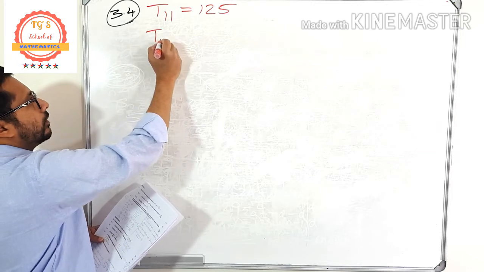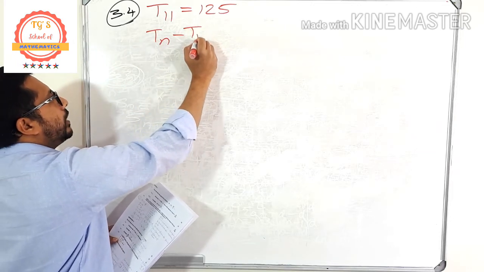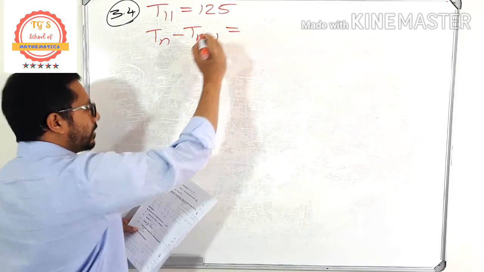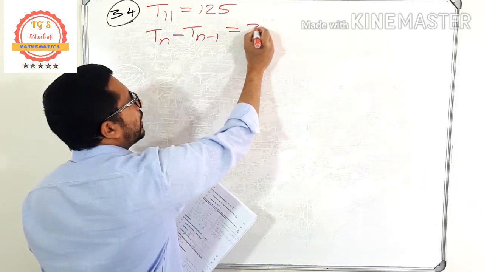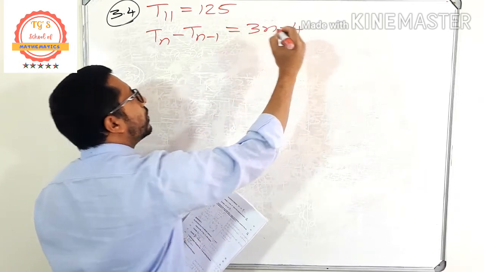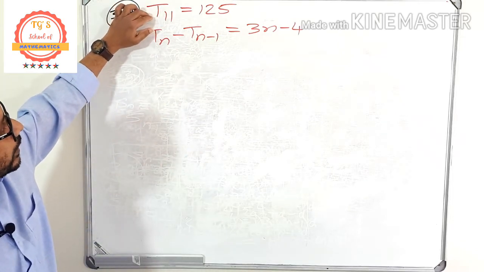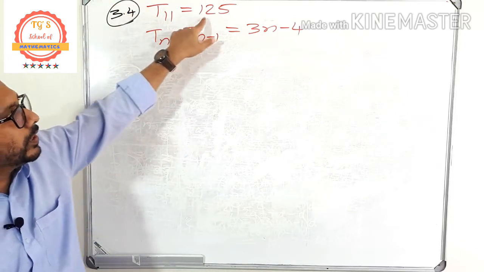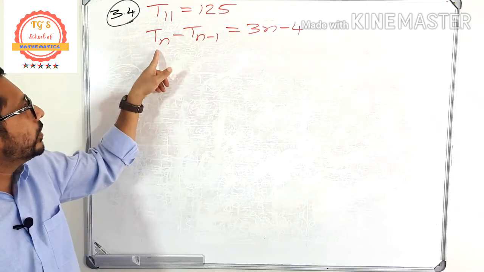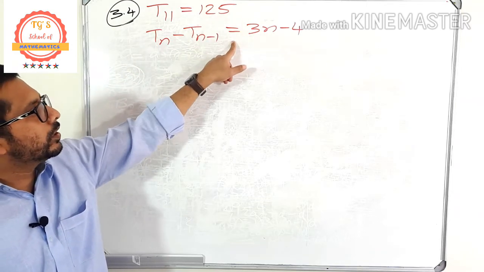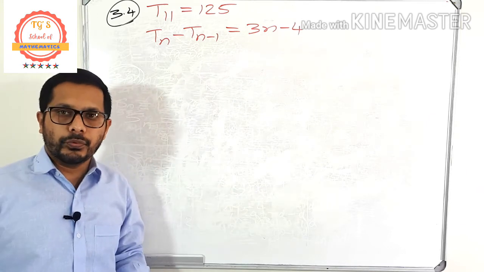What is the next bullet? Tn minus Tn minus 1 is given as 3n minus 4. So these are the two things given: the 11th term is 125, and Tn minus Tn minus 1 is equal to 3n minus 4.